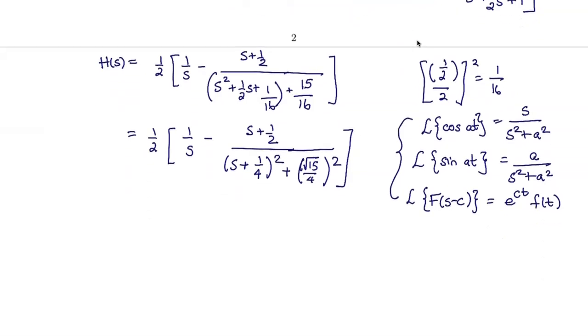So since I have a 1/4 in my parenthesis right here, I need a 1/4 up here in this s to show that there is indeed a shift. And so this will be 1/2 of 1 over s minus, I will go ahead and make this s plus a fourth, but then that means that this 1/2 gets split so that I have a 1/4 again. And so now I have s plus 1/4 squared plus the square root of 15 all over 4, the quantity squared.